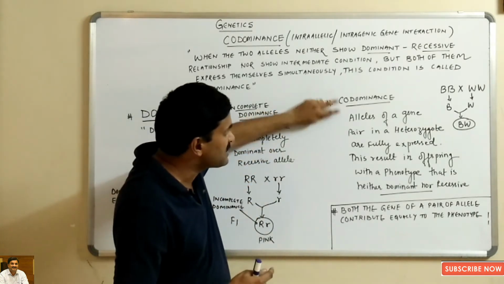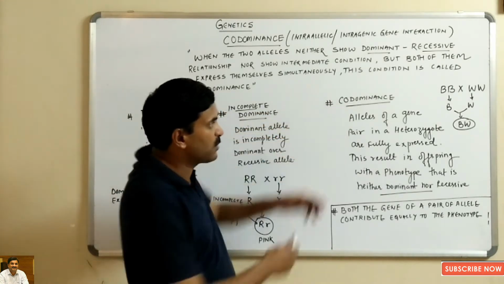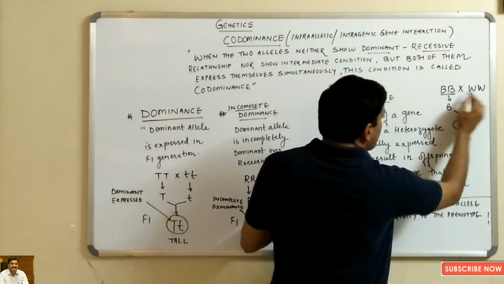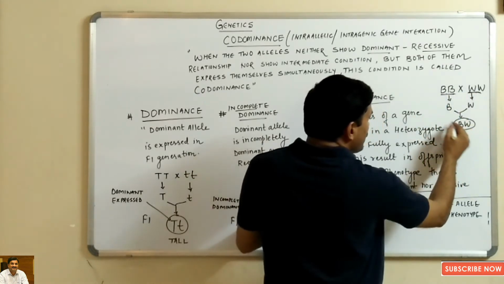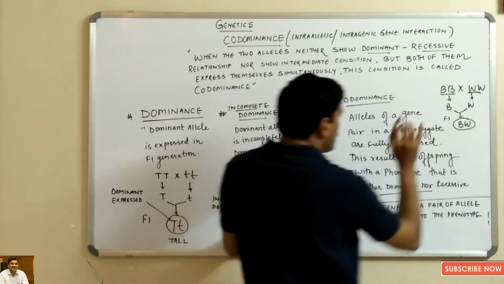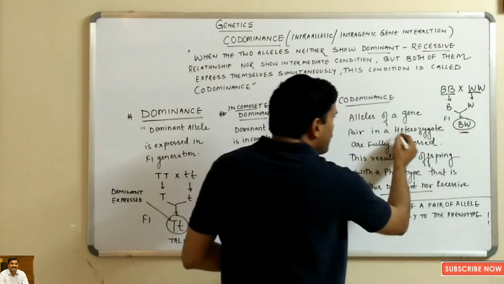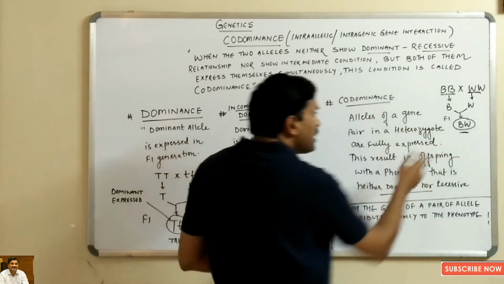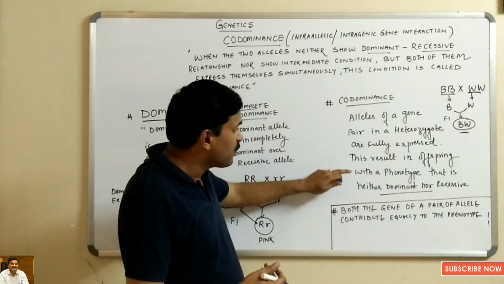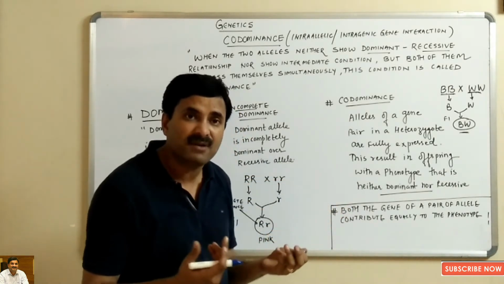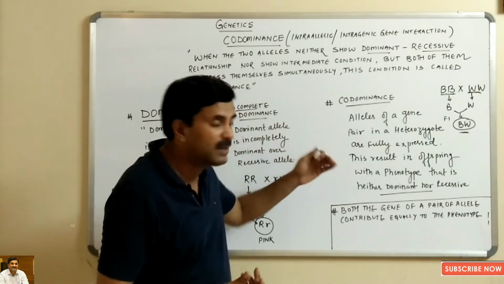Now see here, in codominance, alleles of a gene pair in a heterozygote. Say we have crossed capital B with WW. Okay, so capital B crossed with WW. In the F1 generation we got capital B and capital W. Now these are alleles of a gene pair in a heterozygote, and they are fully expressed. This results in offspring with a phenotype that is neither dominant nor recessive. What type of phenotype do we get? The phenotype in the F1 generation will be neither dominant nor recessive.